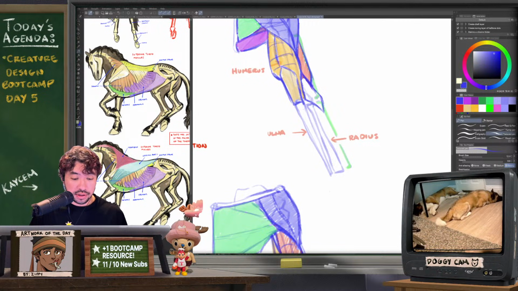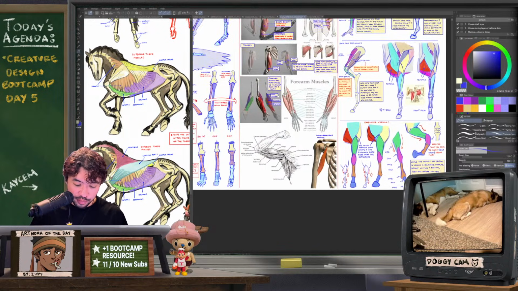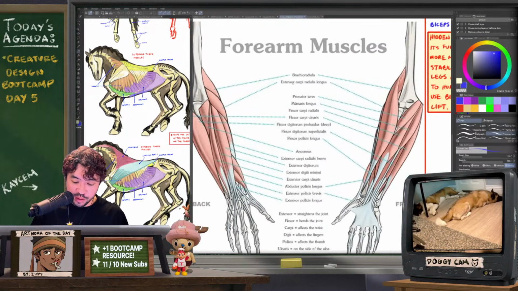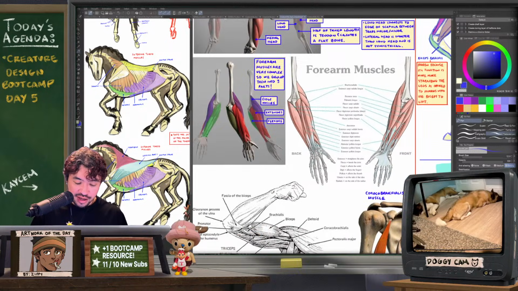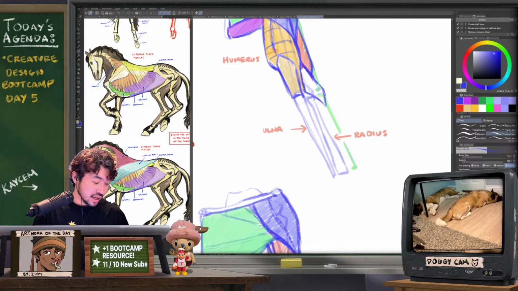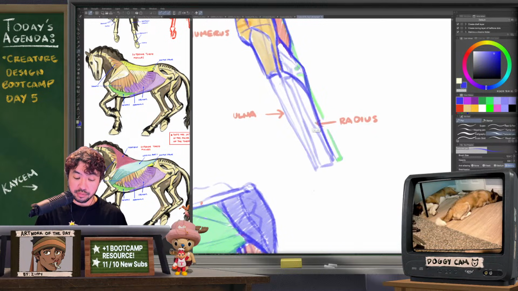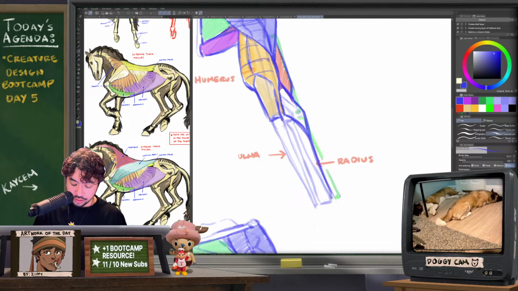The other one is called like the extensor something carpi. I always forget the name. Extensor carpi radialis longus. Again, long names. You don't have to know them all. Instead, what we're going to do is pay attention to how they operate, which is essentially these 2 groups of muscles, which together will connect to the bottom section of the wrist.